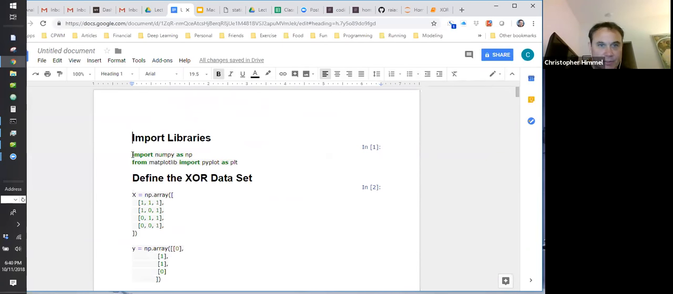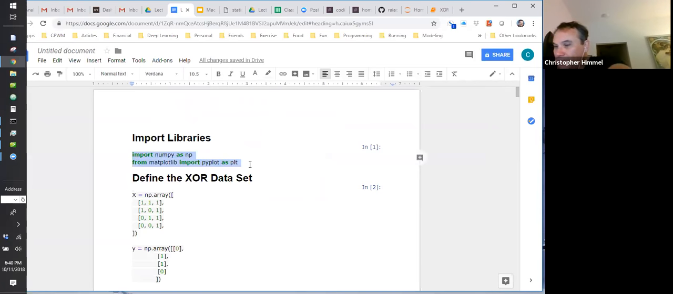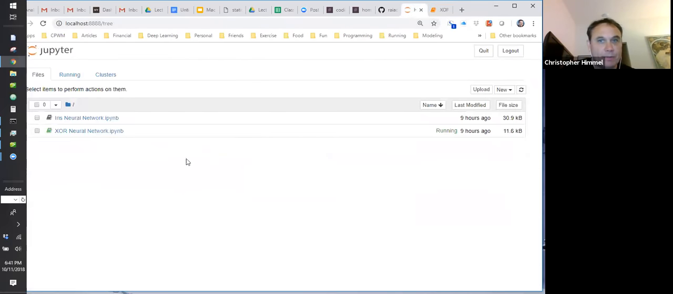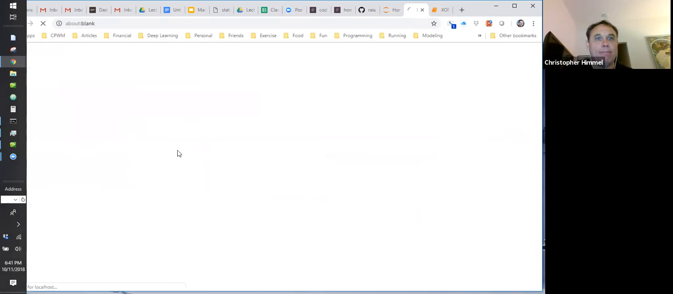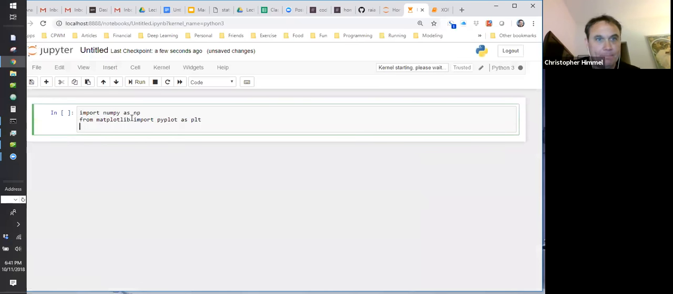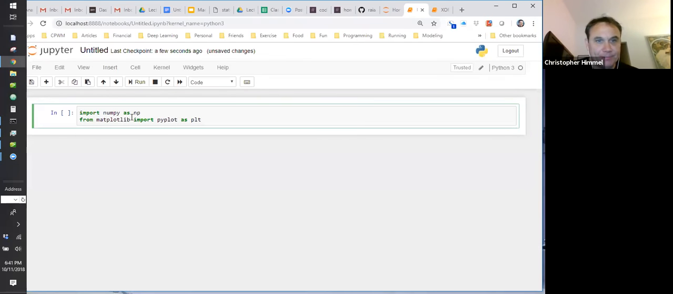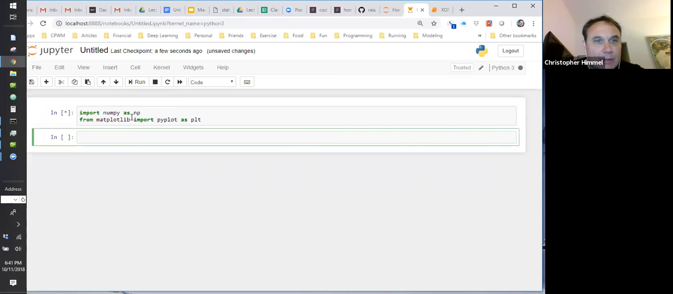Okay, so our first code cell. I'm going to create a new one here. The first thing we're going to do is just pull in our libraries. The only library we're actually using here is NumPy. We're not using Matplotlib because I'm not doing any plots just yet, but I will when we do the Iris dataset.